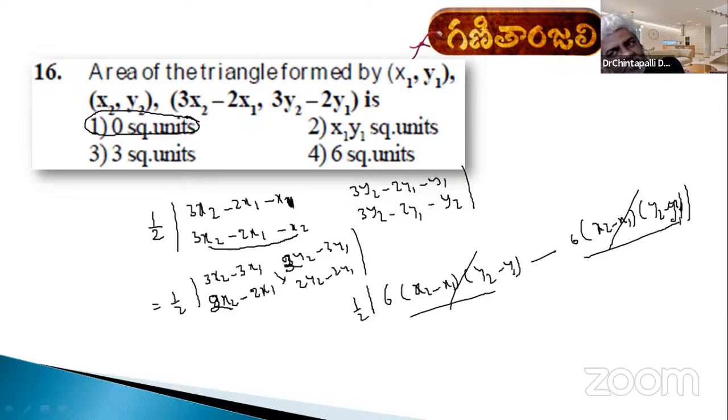It is appreciated to wake up at 4:30 or 5 from Hyderabad. Very good, Rani. You woke up at 5.